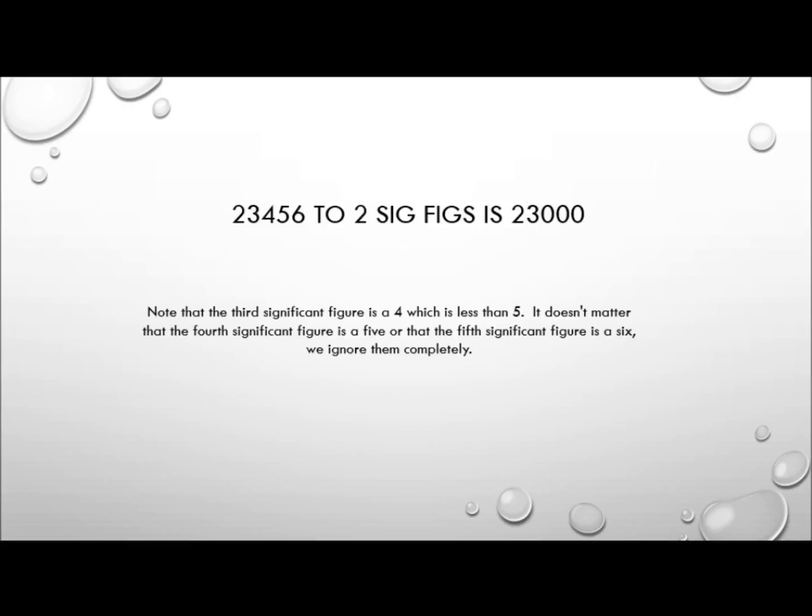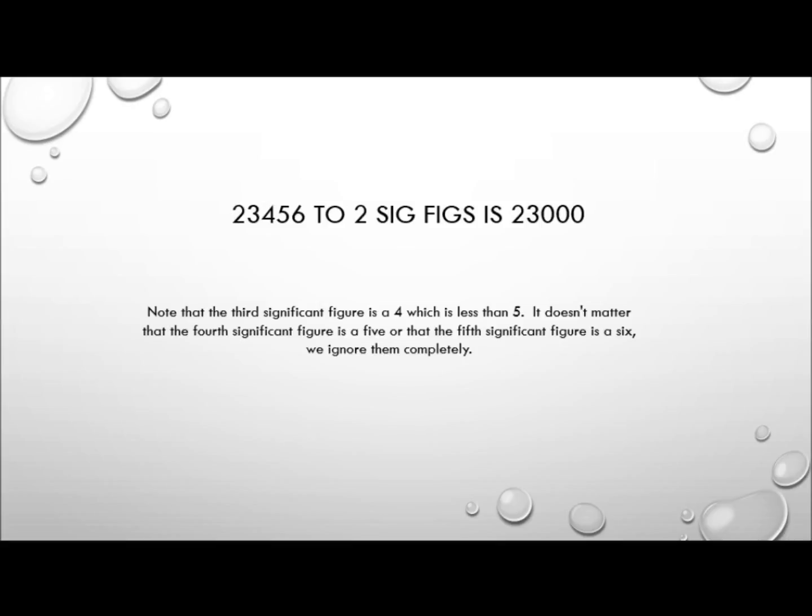Now some people get themselves a bit confused because they think, but the number after the 4 is a 5, so that 5 should make the 4 round up to a 5, and then that 5 should make the 3 round up to a 4. Well, that is wrong. If you start thinking like that and go all the way to the least significant digit and start rounding up until you get to the one you want, what you're actually doing is compounding rounding errors.